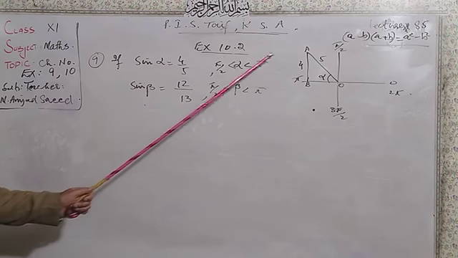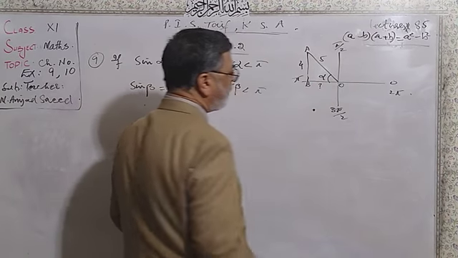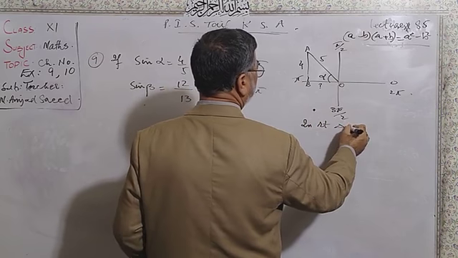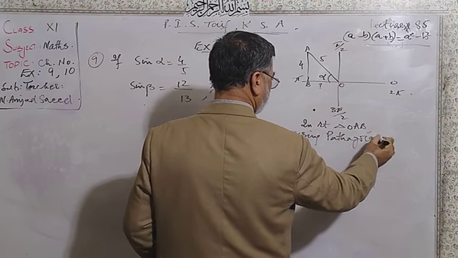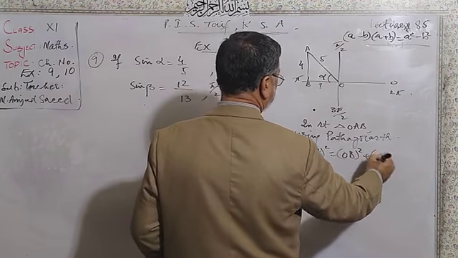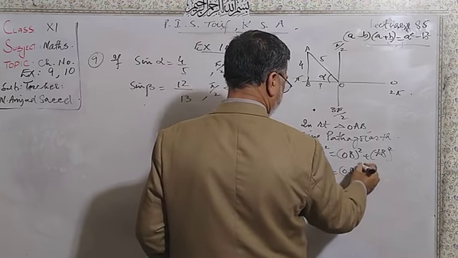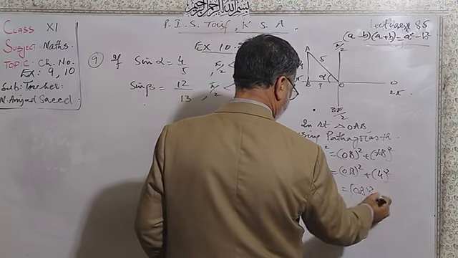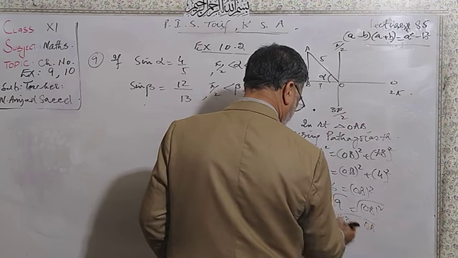Sine alpha is perpendicular over hypotenuse. The angle alpha is in the second quadrant, so you have to find OB using Pythagoras theorem. In right triangle OAB, OA square is equal to OB square plus AB square. Here, 5 square is equal to OB square plus 4 square. 25 minus 16 is equal to OB square. 9 is equal to OB square. Taking square root on both sides, OB is equal to plus minus 3.